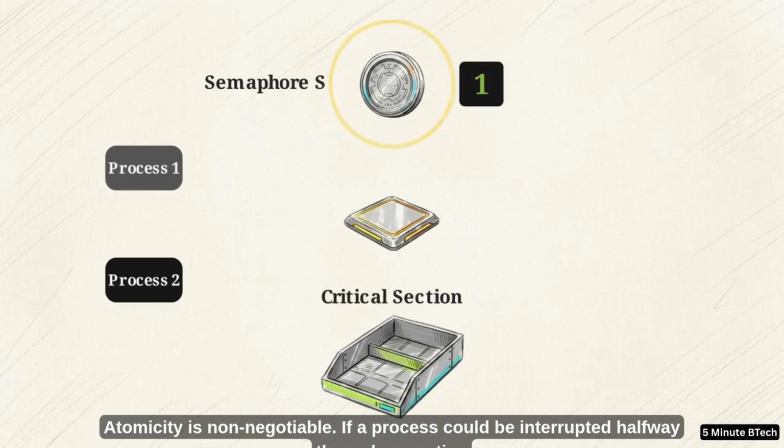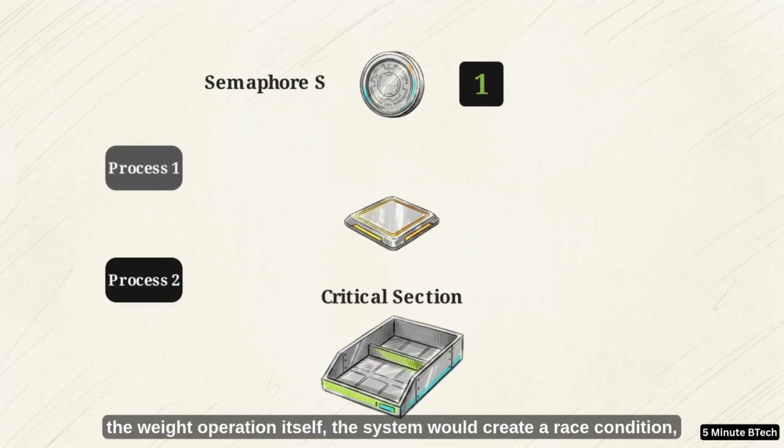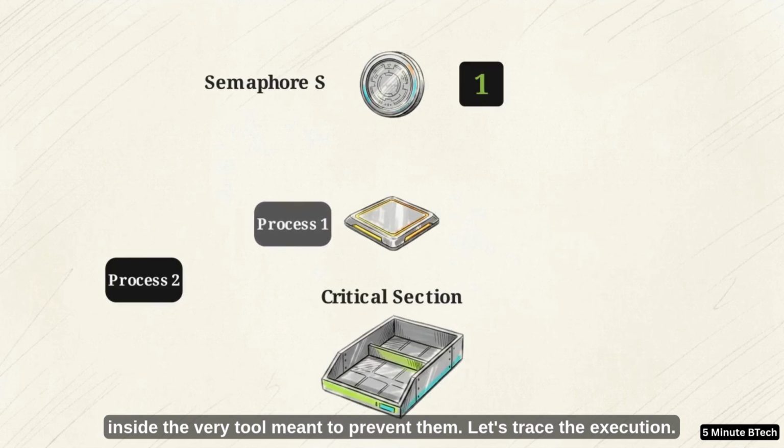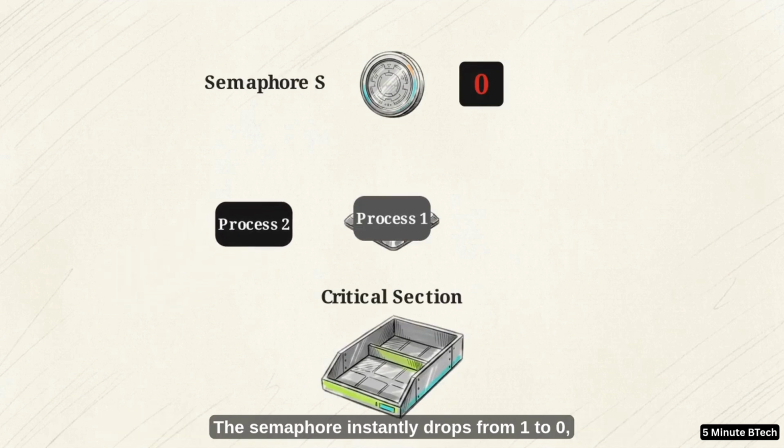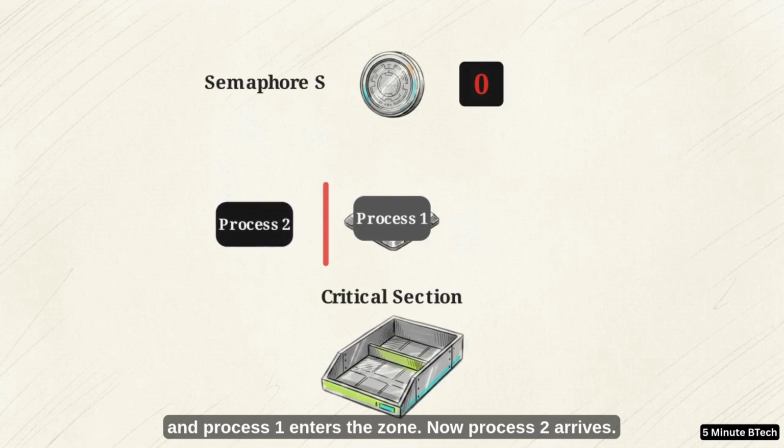Atomicity is non-negotiable. If a process could be interrupted halfway through executing the wait operation itself, the system would create a race condition inside the very tool meant to prevent them. Let's trace the execution. Process 1 requests access to the critical section by initiating wait. The semaphore instantly drops from 1 to 0, and process 1 enters the zone.